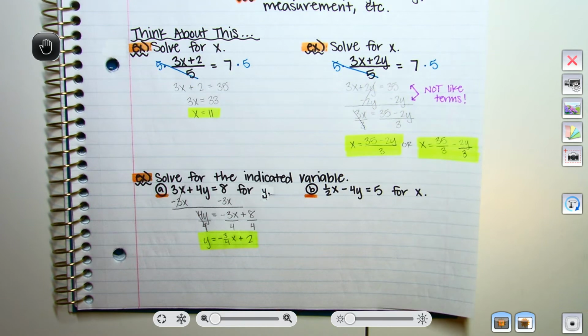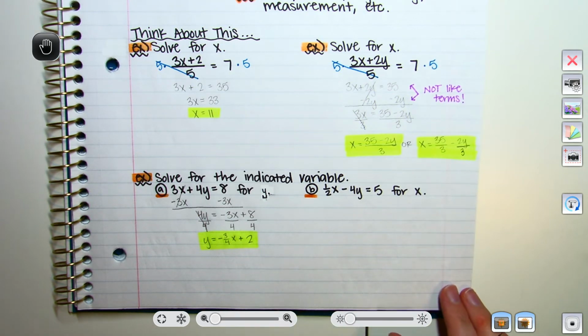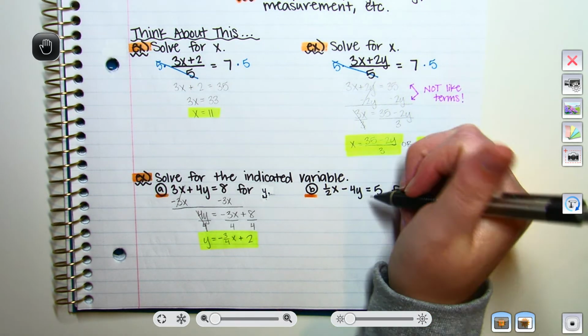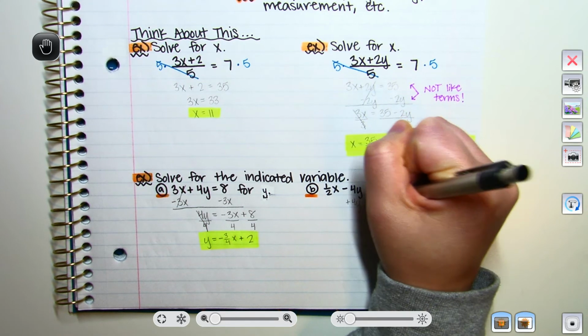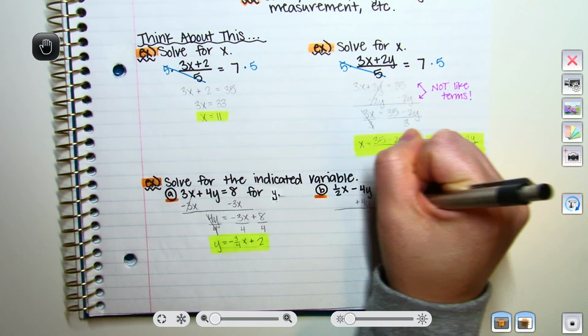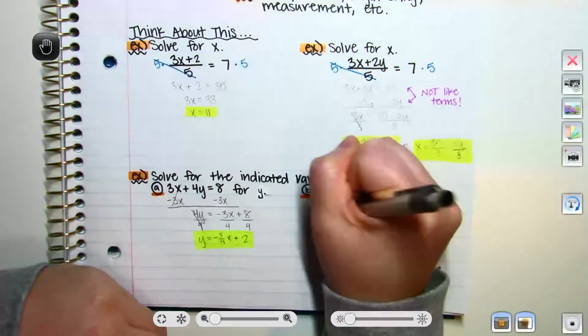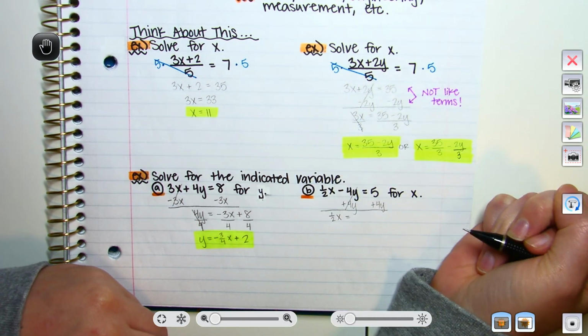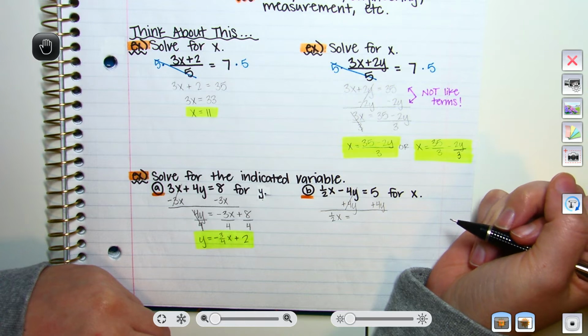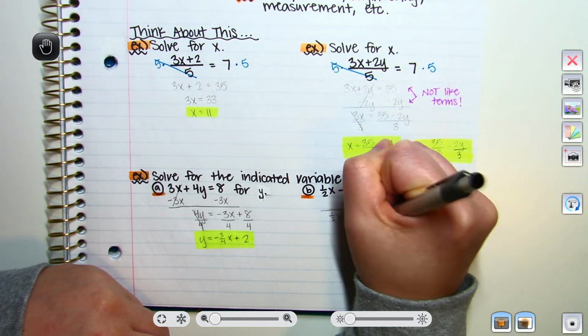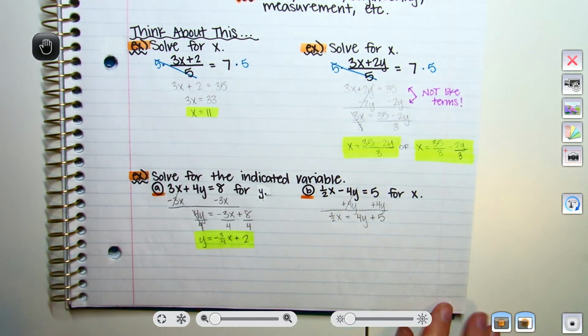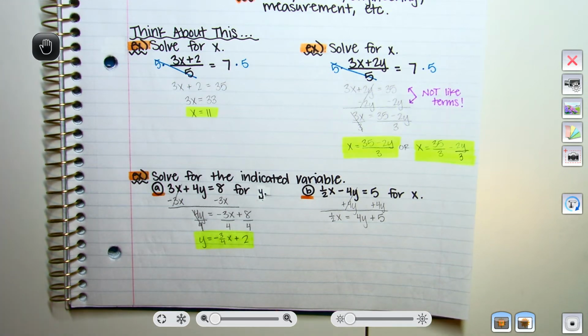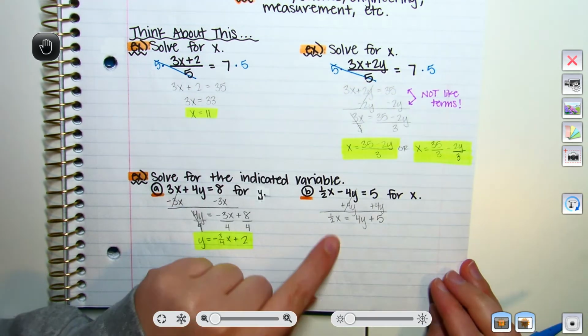Okay, go ahead and take a second to pause and write down example B. For this one, we're going to be solving for the value of x instead. So I'm going to add 4y to both sides. And I end up with 1/2 x equals, now again, these are separate terms. They cannot be combined together. So 4y plus 5. You could have written it as 5 plus 4y instead, if you prefer. All right, now for this one, I need to get this x by itself.